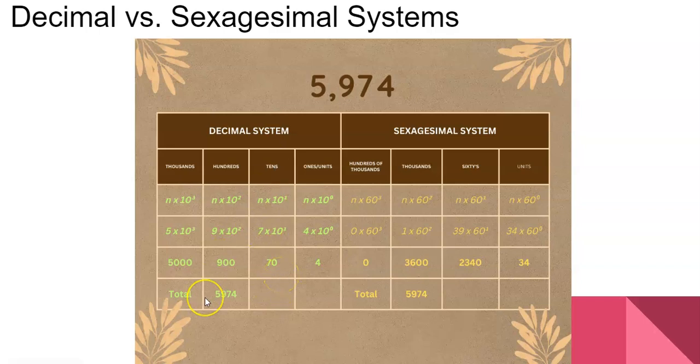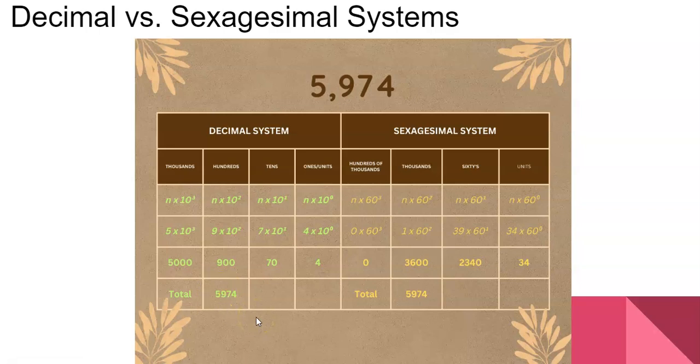Then in the hundreds place, the factor is 10 squared. So for the number 5,974, the digit in the hundreds place is 9. So we have 9 times 10 squared. We have 9 times 100. So that's 900. And then in the thousands place, the factor is 10 cubed. For the number 5,974, the digit in the thousands place is 5. So we have 5 times 10 cubed, or 5 times 1,000. So we have 5,000. Then adding everything together, 5,000 plus 900 plus 70 plus 4, we have 5,974.